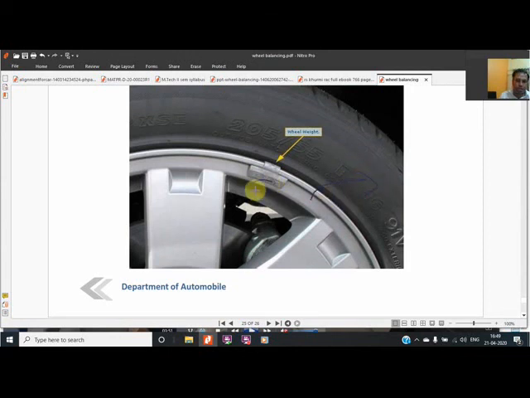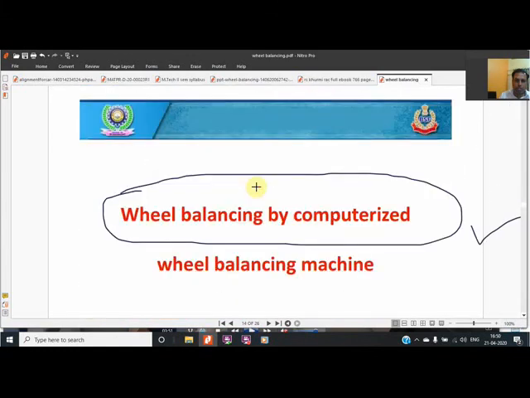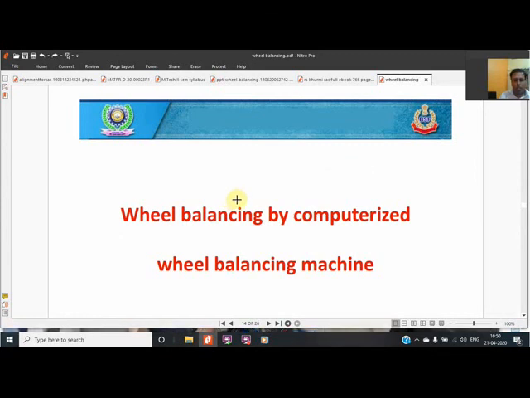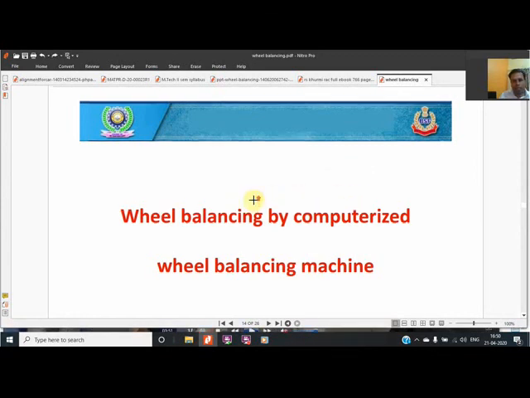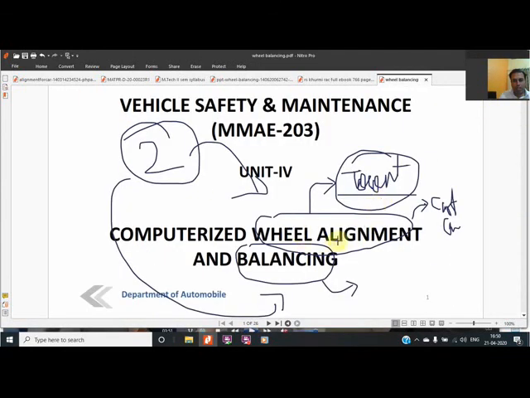Now these are the two topics covered today, because this was not a single topic, although we used to think it was. There are two topics. One is balancing, that is computerized balancing, and the other is wheel alignment. Alignment is concerned with all the angles, and balancing is concerned with rotation and masses.